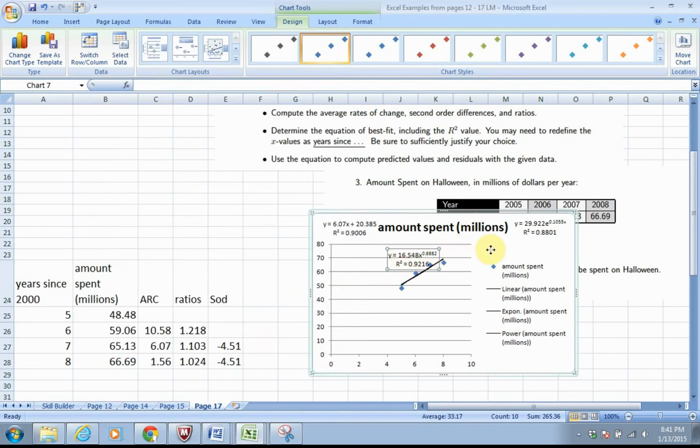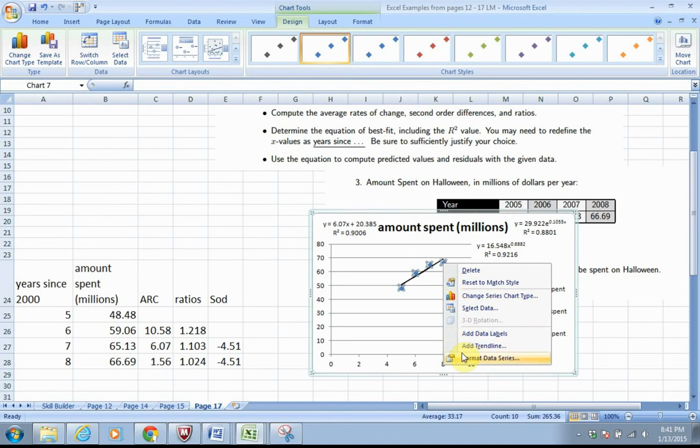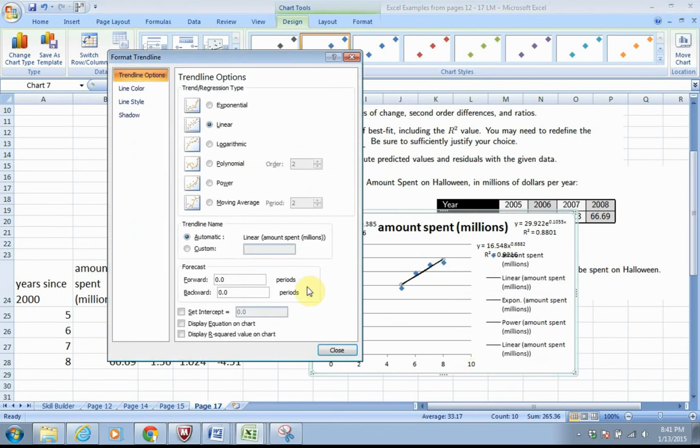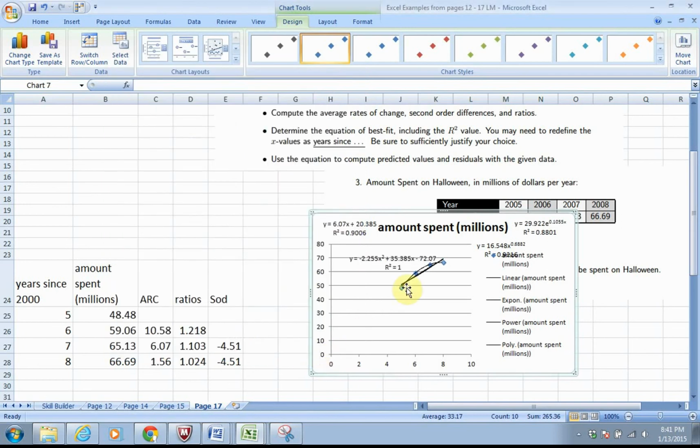The power gives me a little bit better R-squared value. This time I think I'll try a polynomial, order 2. That would be our quadratic. And notice what happens here. With the quadratic trend line, wow, I get a really impressive R-squared value.